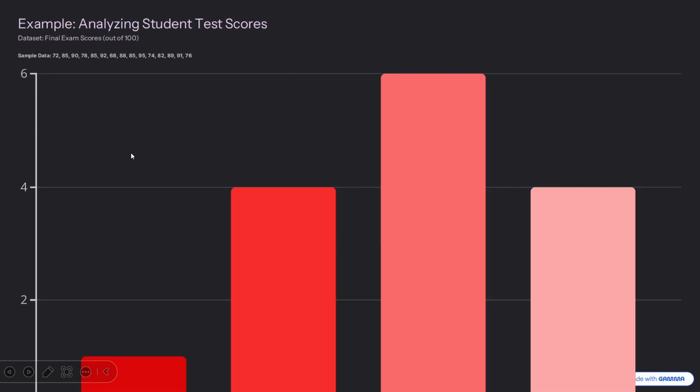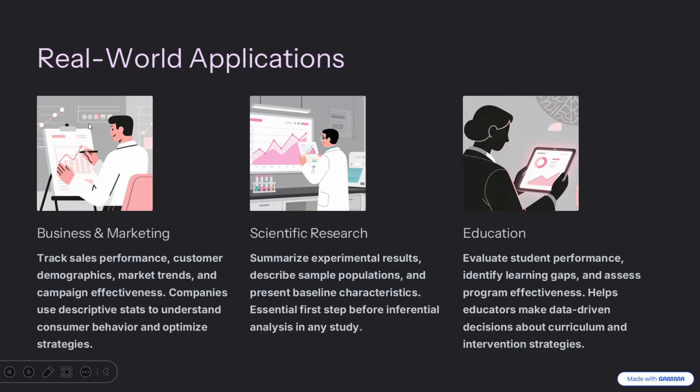So this is basically analyzing student test scores. The dataset is final exam scores out of 100, and the sample data is 72, 85, 90, 78, 85, 92, 68, 88, 85, 95, 74, 82, 89, 91 and 76.